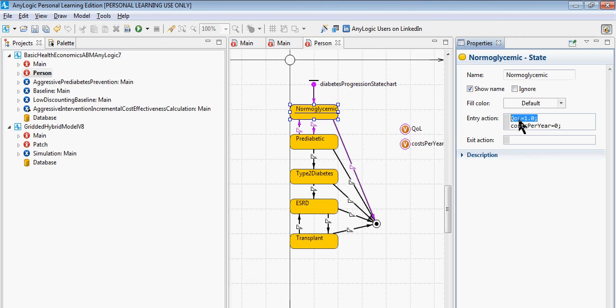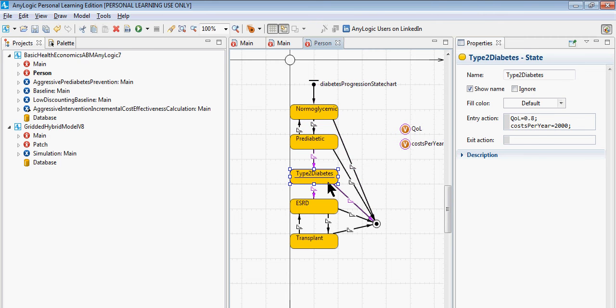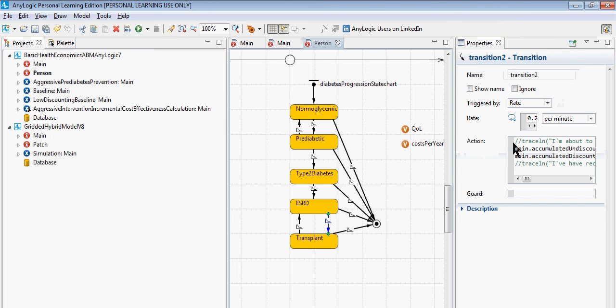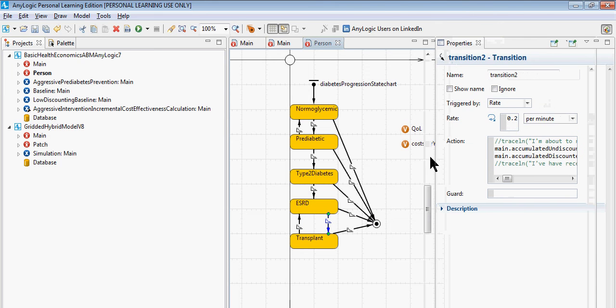So here we have a model. We have individuals, persons in this model, who are characterized as being subject to a progression of conditions related to diabetes, dysglycemia, including complications involving end-stage renal disease and transplants. And here, associated with each state, we have a quality of life measure and a cost per year measure.